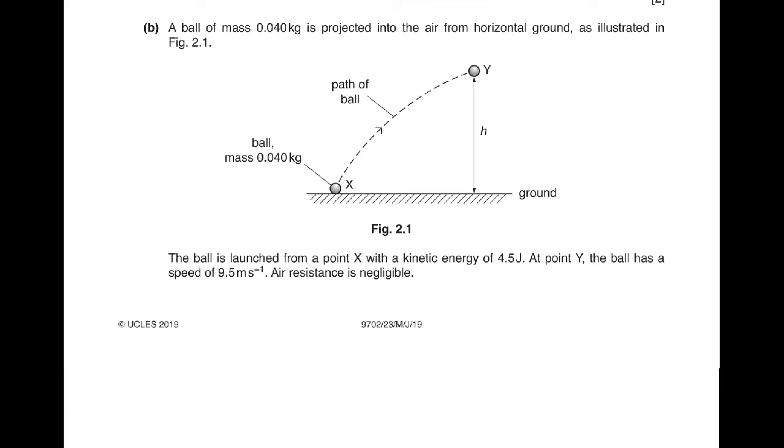Okay, in B, we have a ball of mass 0.040 kilograms projected into the air from horizontal ground, as shown. It's launched from a point X with a kinetic energy of 4.5 joules, and at point Y, it has a speed of 9.5 meters per second. We're going to ignore air resistance. Okay, let's see what we're going to be asked to do here. We're probably going to have to come back to this diagram in a second.